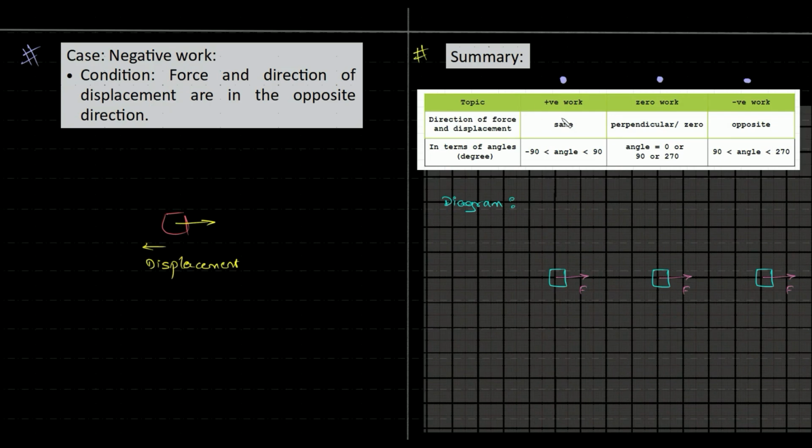Okay, so let me summarize. We can classify work as three things: positive, 0 or negative. It depends on the direction of force and displacement. If they are in the same direction, it's positive work. If they are in opposite directions, it's negative work. Very simple. If the displacement is 0, then it's 0 work. When things are perpendicular, this is the tough part, it is said to be 0 work.